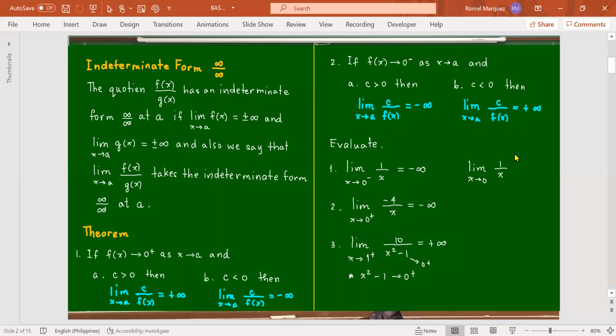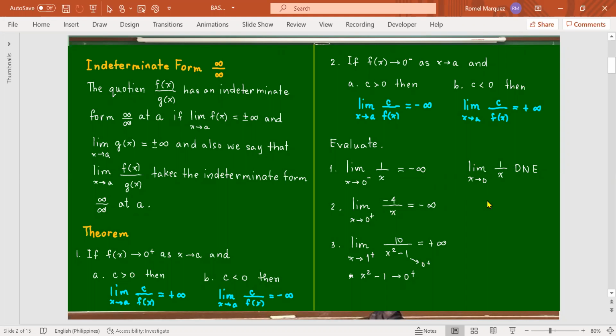What about that? Undefined po, sir. Does not exist. So does not exist, no? Because we have this already, no? We obtained from 1 and 2 that the limit from the left is negative infinity. The limit from the right is negative infinity.